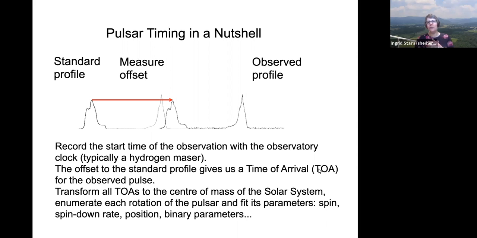And then to actually do the pulsar timing procedure, we first have to take our collection of TOAs, and for the double pulsar, it's on the order of a million TOAs that we have now.